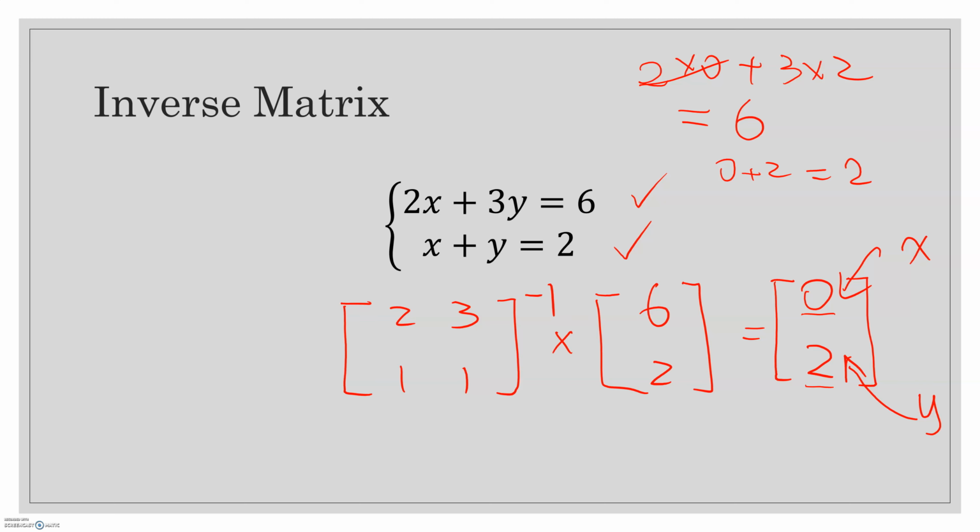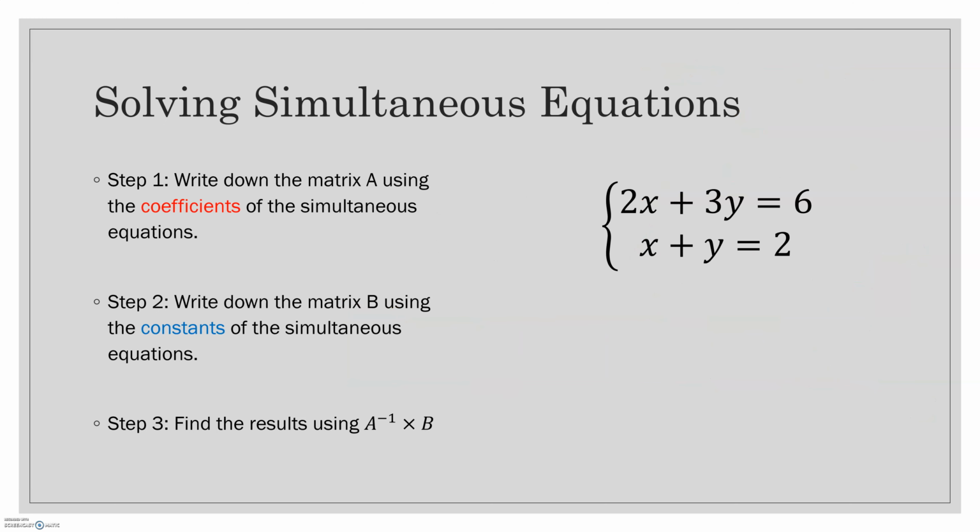But we just need to find a matrix, inverse it, and multiply two things together. Let's go through this again. So we need to write the first matrix. We call that matrix A for reference. Our matrix A is going to be focusing on the coefficients. The coefficient means the number before x and y. If there's no number, that means it's 1. Okay? So we write 2, 3, and 1, and 1.